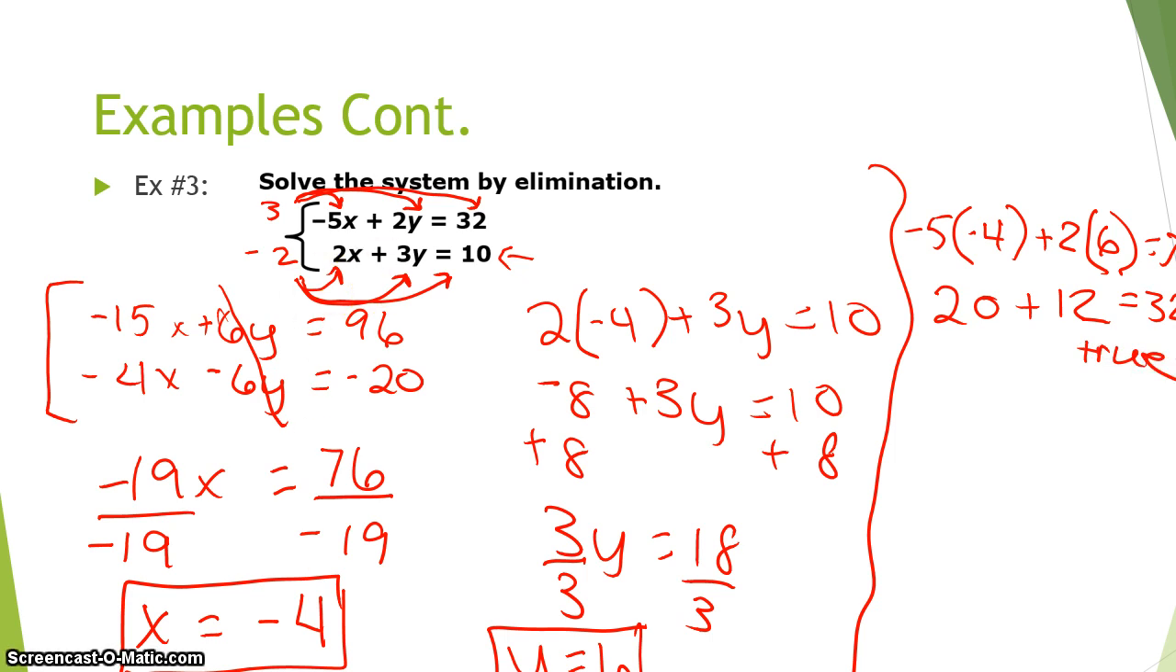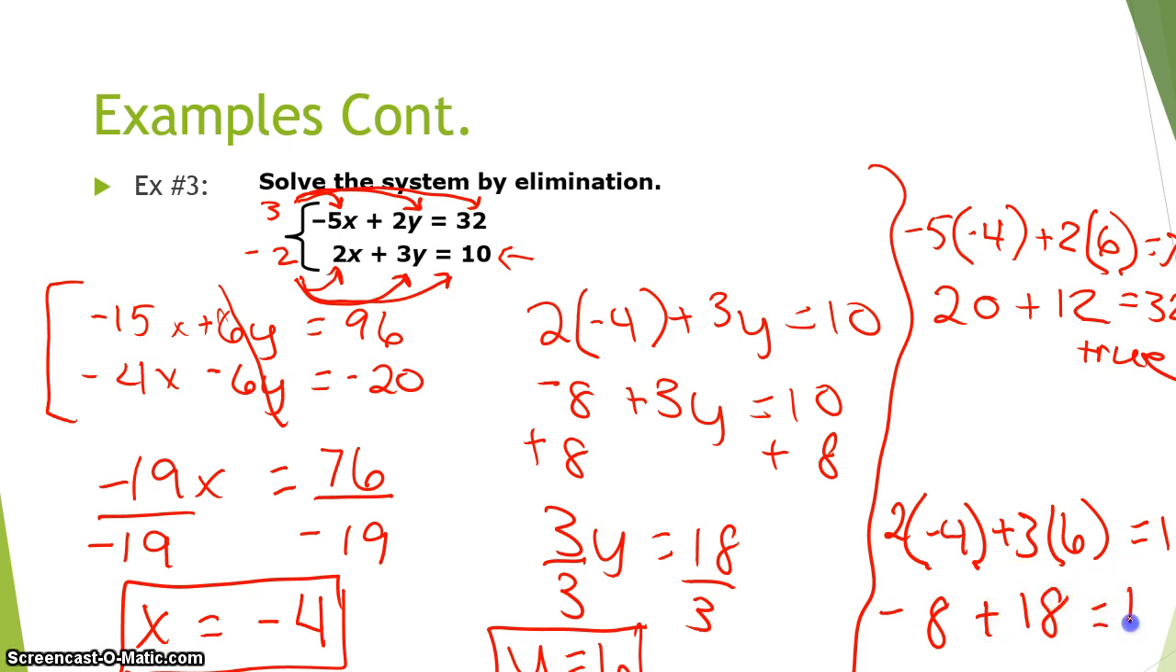Let's set this ordered pair up with the second equation. 2 times x, 2 times negative 4, plus 3 times y, 3 times 6. Does that equal 10? 2 times negative 4 is negative 8, plus 18. That does give me 10, and that is also true. So negative 4, 6 is the correct ordered pair for the system of equations.